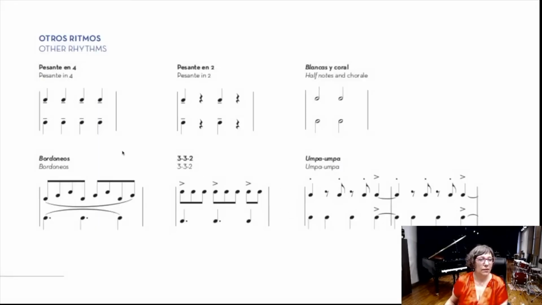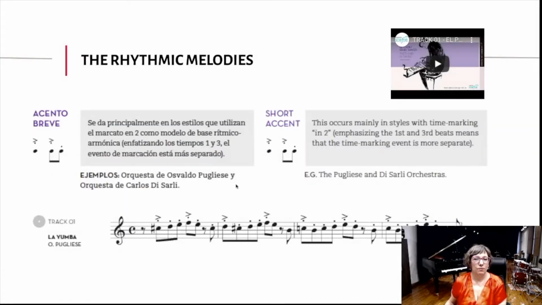Very good. Then we have other rhythms like pesante in cuatro, pesante in two, half notes and chorale, bordoneos, the famous 3-3-2 from Piazzolla, and umpa umpa. So let's go to the rhythmic melodies. Yes, we will come back to all this in the Piazzolla music.